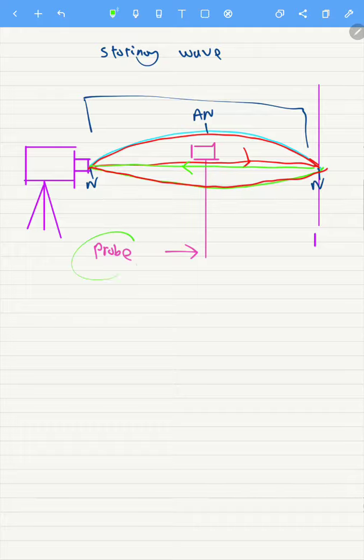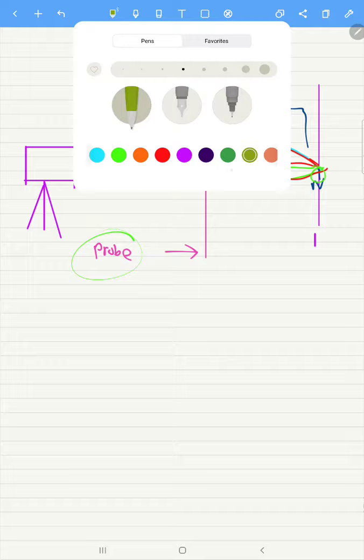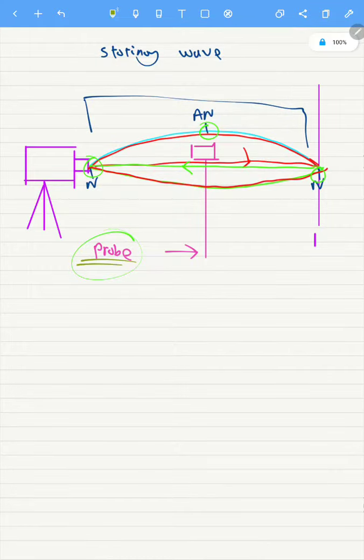So by using this probe with probably a speaker attached, you can actually look at the max and the minimums. You can do this by, well, obviously audio wise. If the probe is louder, that means it's closer to the antinode. If it's quieter, it's closer to the nodes. So that is the basic way of doing it.